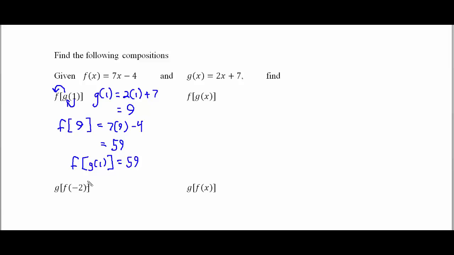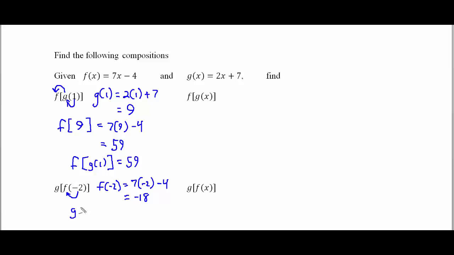I'll do this example below it, where instead of starting with g, we're going to start with f. We're going to plug negative 2 into f. So this is going to be f of negative 2. And we're going to then plug in for every instance of x a negative 2. So 7 times negative 2, then we'll subtract 4 from that. So this is negative 14 minus 4, which is negative 18. So my answer for f of negative 2 is negative 18.